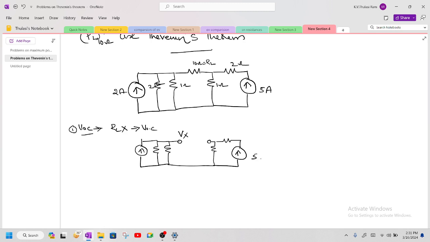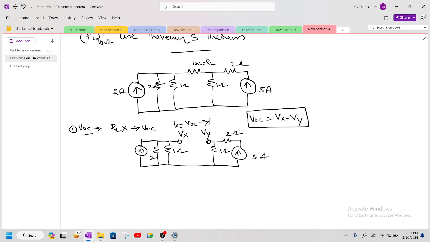So this is of 5 ampere, 2 ohm, 1 ohm, and we want to find out the voltage difference between these two, which is called the open circuit voltage. So open circuit voltage is equal to Vx minus Vy. If you find these, you can find the open circuit voltage. Now how to find out these values? See here, this is of 2 ohm, this is of 1 ohm.